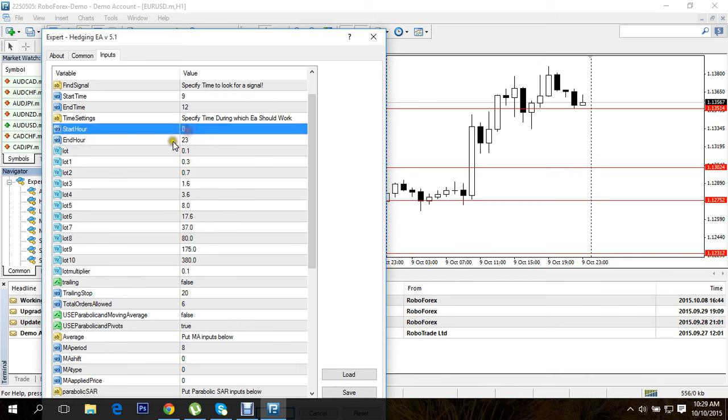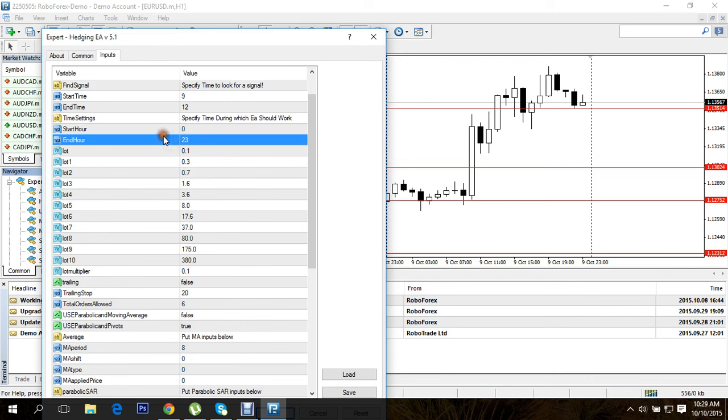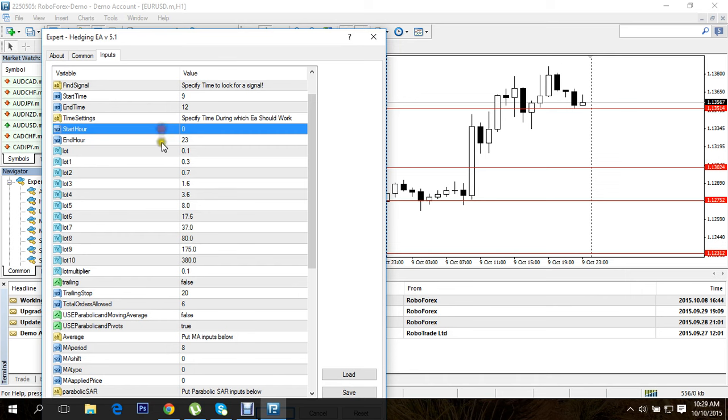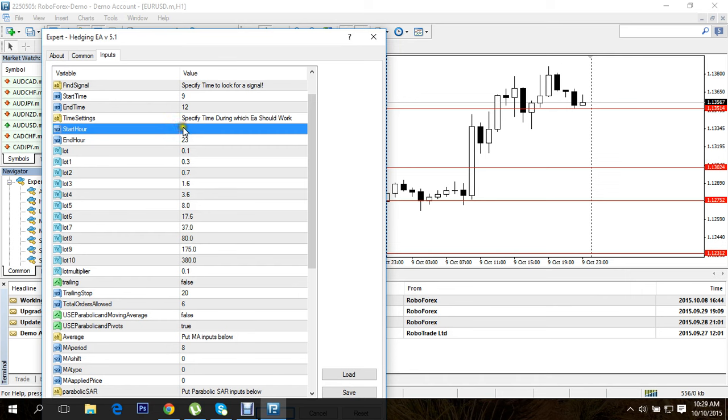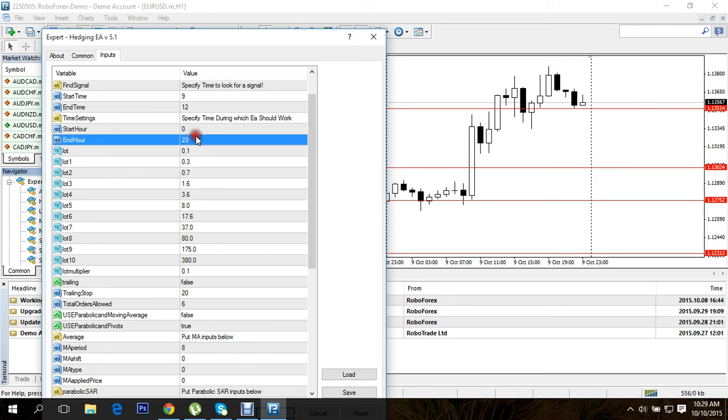So with these two variables, you tell this EA when it should work as a whole, I mean the complete EA. I usually recommend people to put 0 and 23, because if a hedging sequence is started, I want it to be finished, and it should not be interrupted by these two variables. But you can always set these two variables to meet your needs.